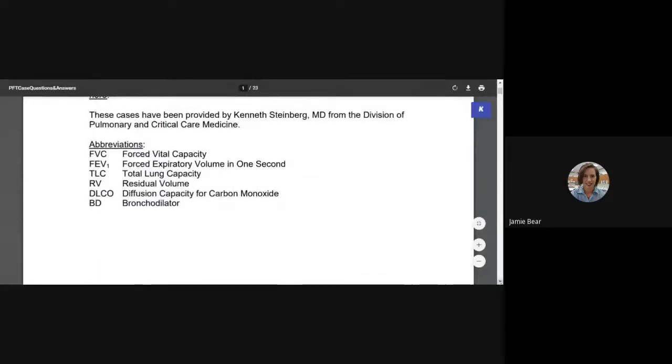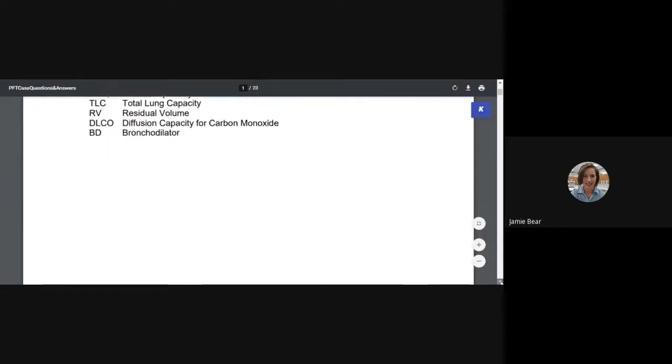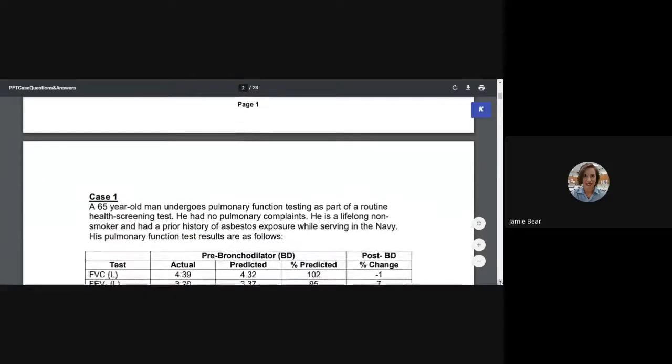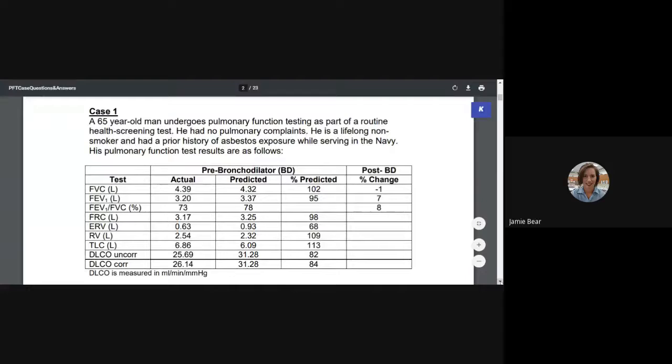So good abbreviations to understand before going into this: FVC, forced vital capacity; FEV1, forced expiratory volume in 1 second; TLC, total lung capacity; residual volume; diffusion capacity for carbon monoxide; and BD stands for bronchodilator, which this test is done quite often to see if a patient will respond to. So you would see an increase in their FVC and FEV1 if they did. Okay, so we're just going to go through these.